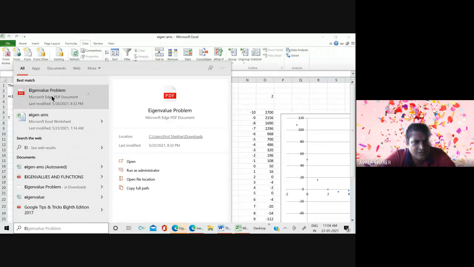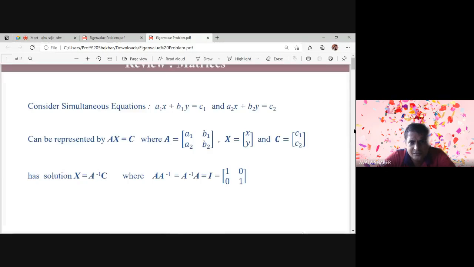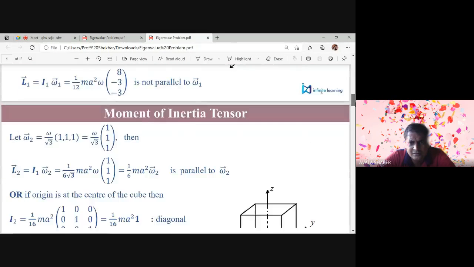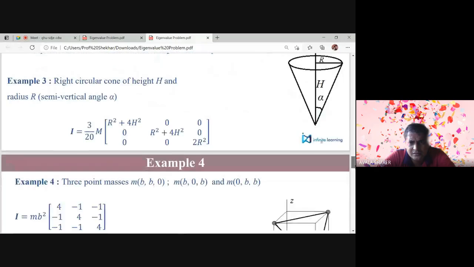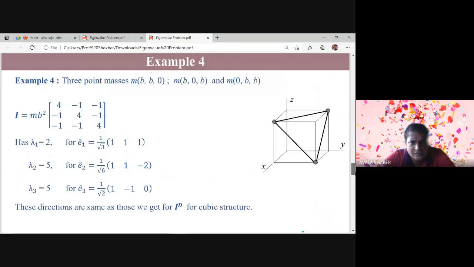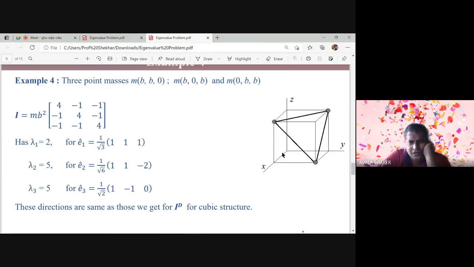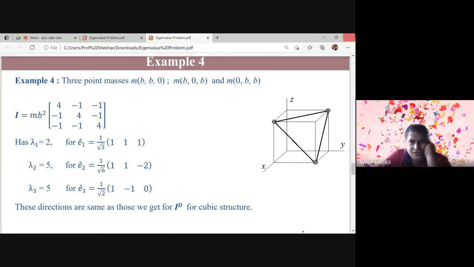Just see. Have the diagram. Yeah, this one. Okay, so 1, 1, 0. So this is in the xy plane. So 1, 0, 1. So this is in the xz plane, and then 0, 1, 1. So in the yz plane.